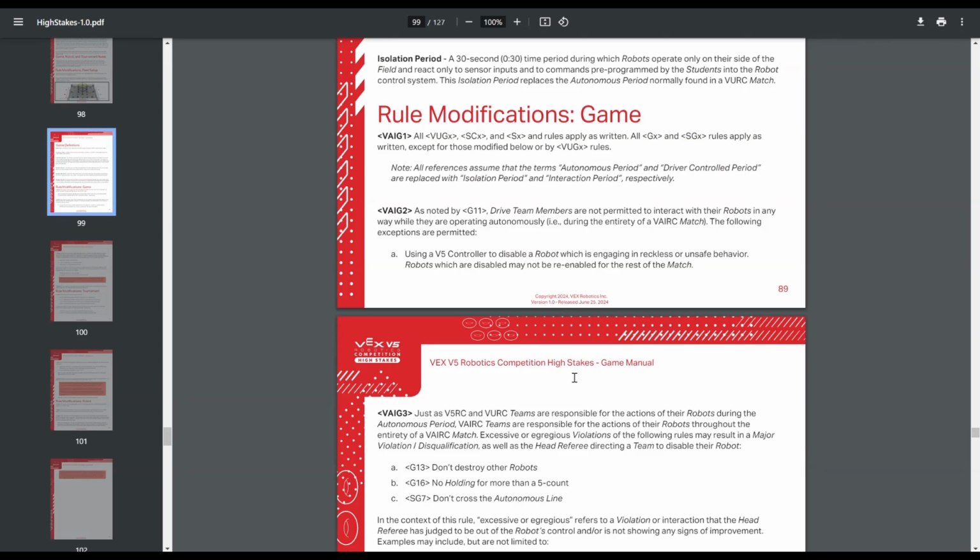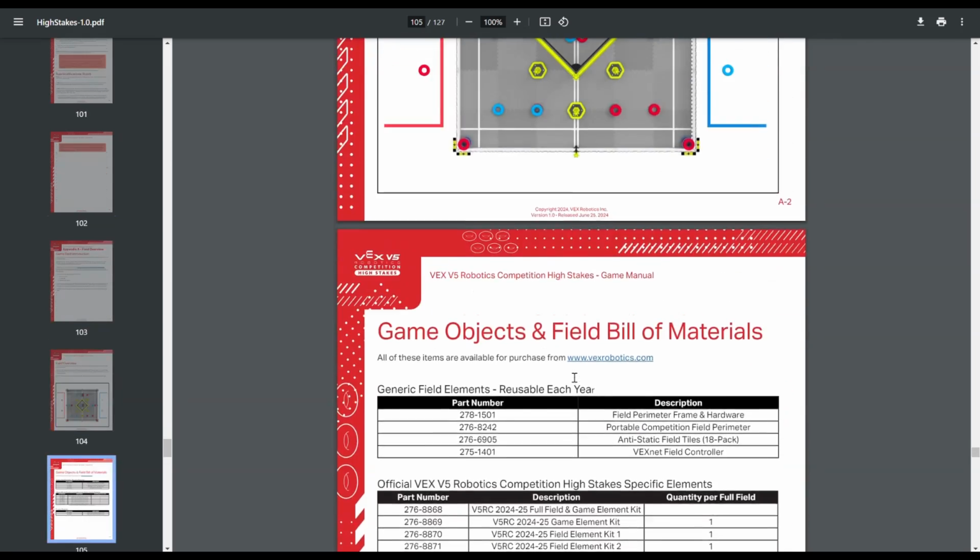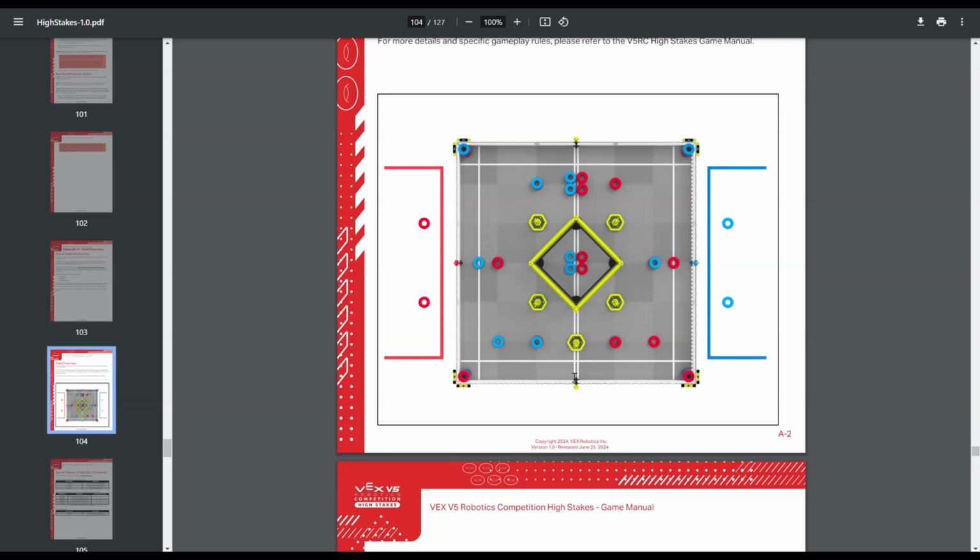Probably not going to do a video on that because nobody does VexAI. So overall, this is definitely going to change up the strategy a whole lot, because now you can essentially just camp in your corners. I think you're going to see in most matches, one of the robots during autonomous just going to the corner and staying there all game.